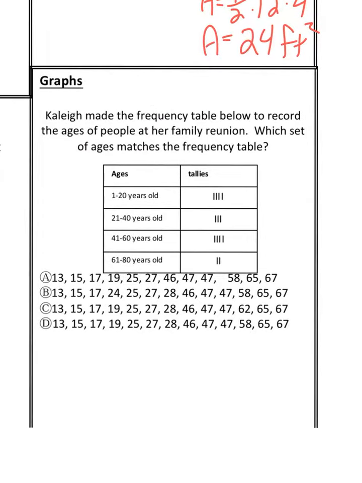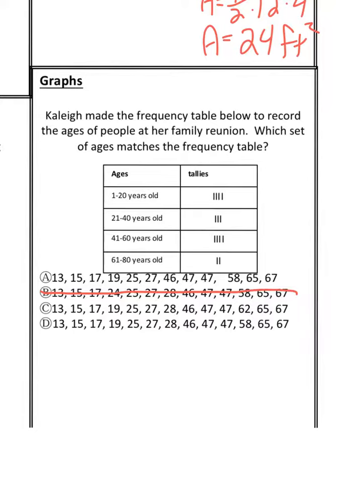Last one, we have to find the numbers that go with the frequency table. So in this one, it says, Kaylee made the frequency table below to record the ages of people at her family reunion. Which set of ages matches the frequency table? So here's how I'm going to solve this one. I'm going to eliminate answers that make no sense. So first thing, I'm looking at ages 1 through 20. This means there's 4 ages that are 1 through 20. So I'm going to start by eliminating any answer that does not start with 4 numbers from 1 through 20. So if I look at A, there's 1, 2, 3, 4. Can be A. B, 1, 2, 3. The next age is more than 1 through 20, so it cannot be B.